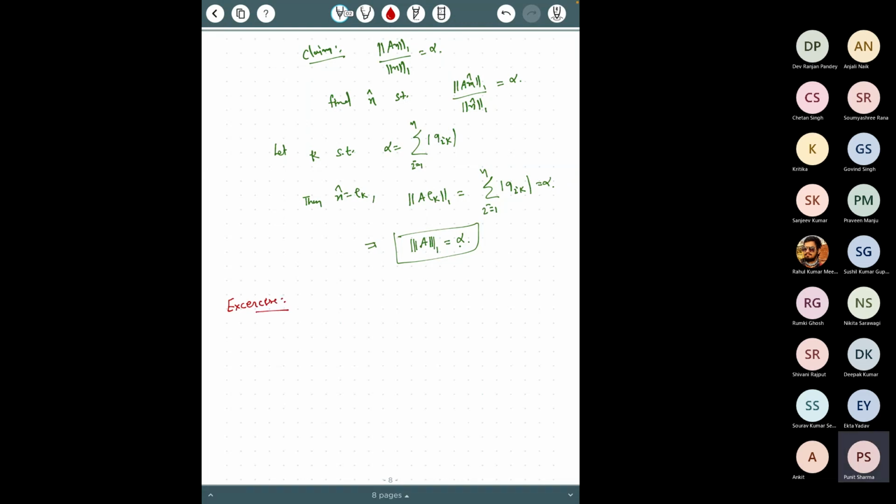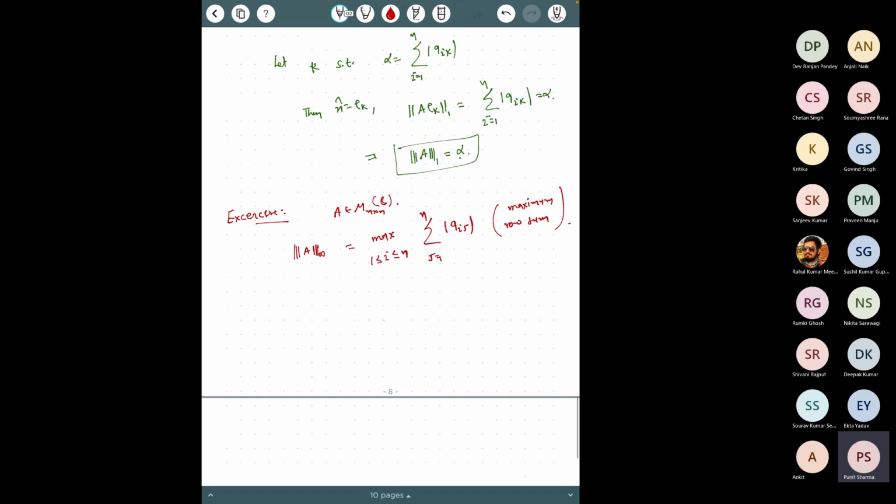You can prove that for any given matrix A of size n cross n, the operator infinity norm is actually equal to this one. This is the maximum row sum. Right? I'll give you one more exercise and then I'll stop.